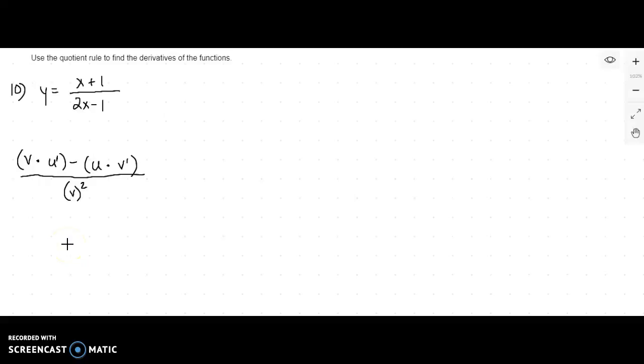Alright, welcome. We're going to use the quotient rule here to find the derivatives of these functions. So y equals (x + 1) divided by (2x - 1). And I went ahead and wrote the quotient rule here.